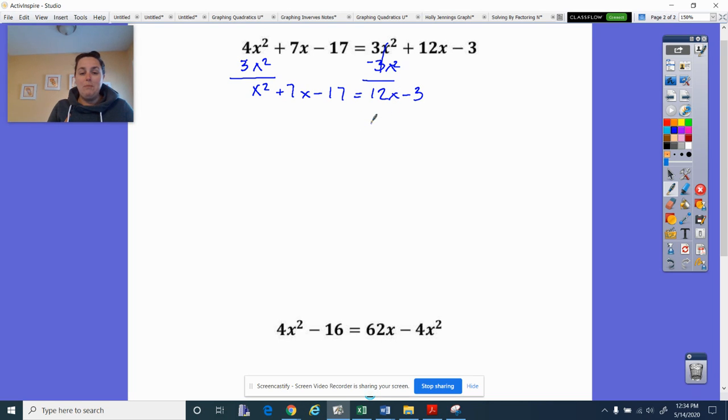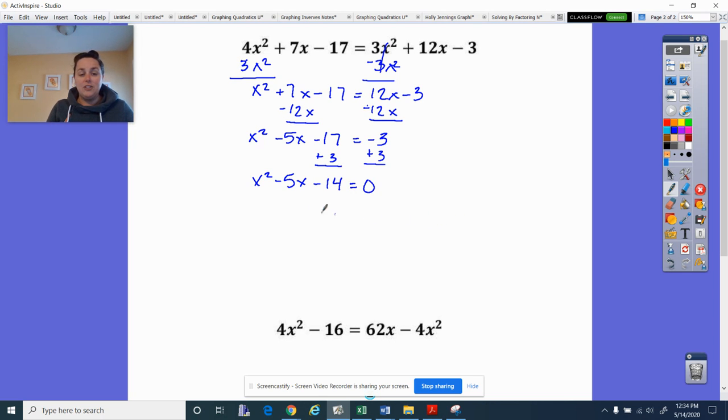Now I'm going to move my positive 12x. So I'm going to subtract 12x from both sides. So I'm going to subtract my 12x here, subtract 12x, and I have x squared minus 5x minus 17 equals negative 3. We're so close. I need to add 3 to both sides. So now I have x squared minus 5x minus 14 equals 0.